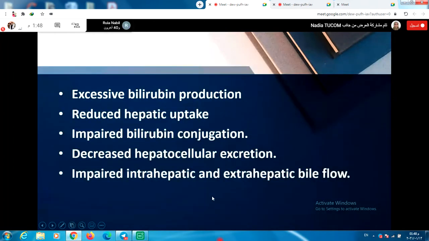Any defect of bilirubin metabolism or jaundice appearance will be the result from either there is excess.